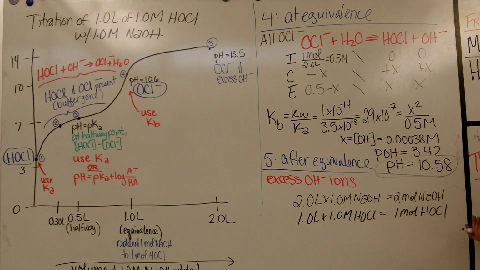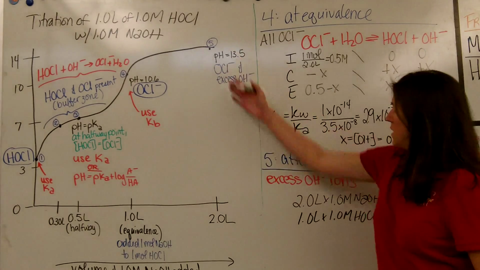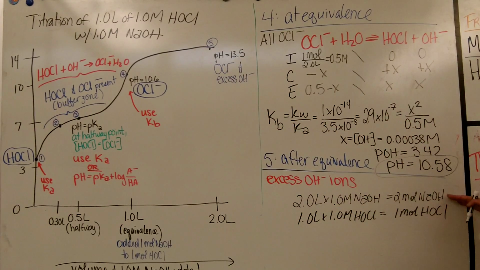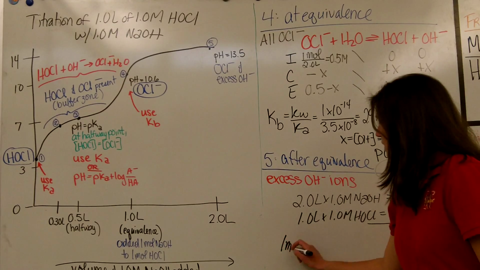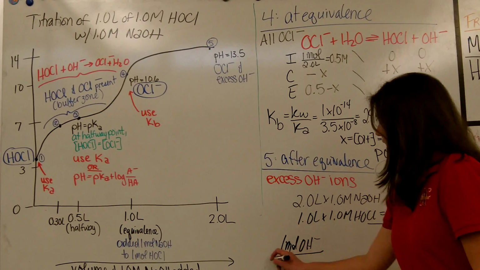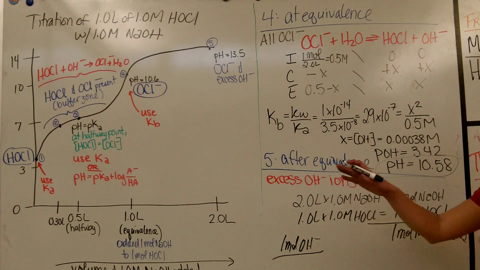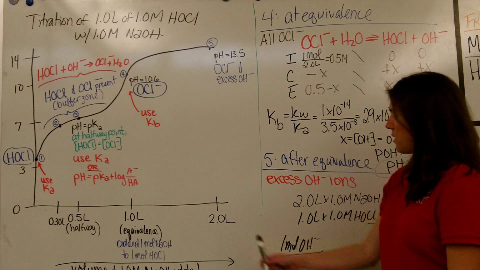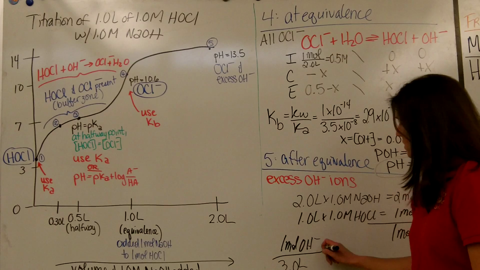And so basically what that means is, at this point, some of my base has been used up. So I started with 2 moles of base. A mole of that reacted with my acid. So what's going to be left over is I'm going to have 1 mole of sodium hydroxide in excess. So I have some excess sodium hydroxide floating around. So the pH at this point is going to be determined by how much excess hydroxide ions I have around. So I've got 1 mole of hydroxide ions, and my volume at this point is my initial 1 liter plus the 2 liters that I've added. So my total volume here is 3 liters.